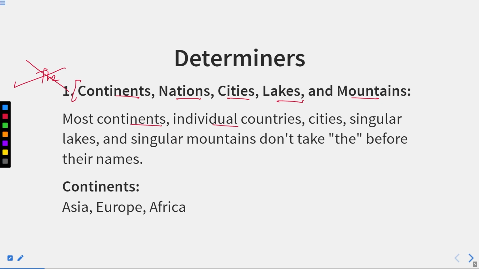Most continents, individual countries, cities, singular lakes, and singular mountains don't take the before them. What is the meaning of singular? That we'll discuss later on. For example, if we have Asia, we cannot use the Asia. That is incorrect. Asia is the largest continent. We cannot use the with Europe, or with Africa. We know well that there are 7 continents and we cannot use the with any.